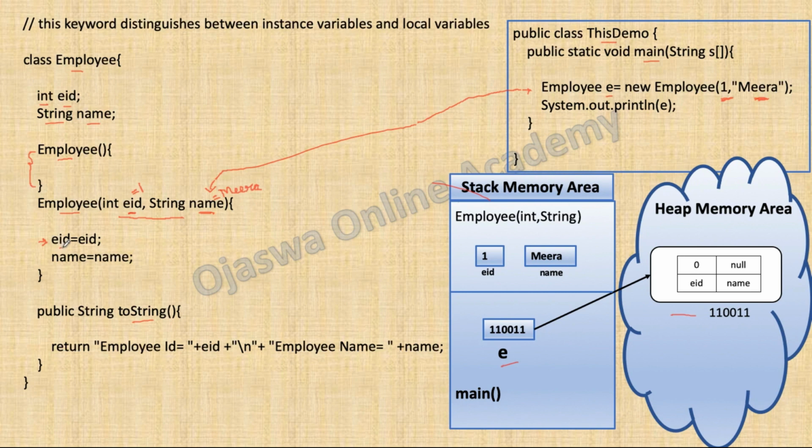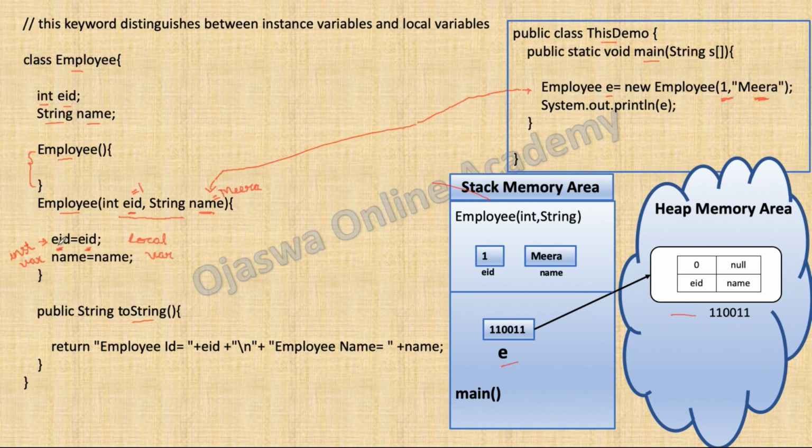Have a look at the code. We are writing EID equal to EID. So how do I assign values of local variables to the instance variables? We write instance variable equal to local variable. But in this case, the names of instance variables and local variables are the same. Names of the instance variables are EID, name, and names of the local variables are also EID and name. So over here, this EID to the left is the instance variable EID. And this EID to the right is the local variable EID.